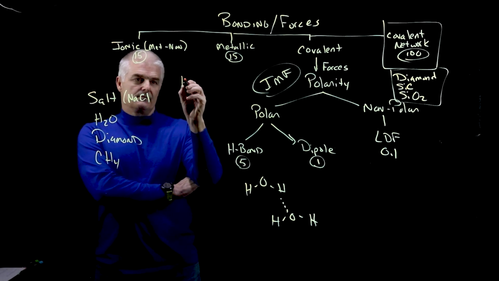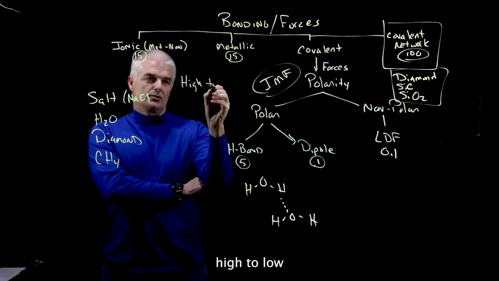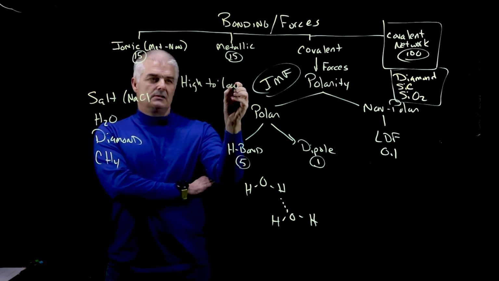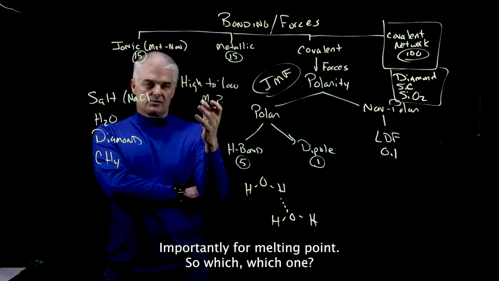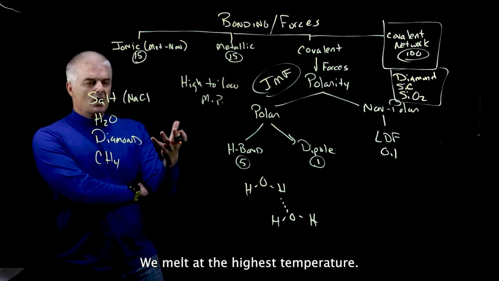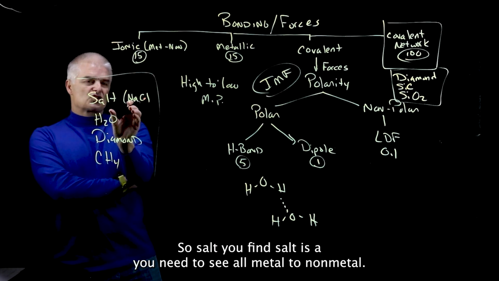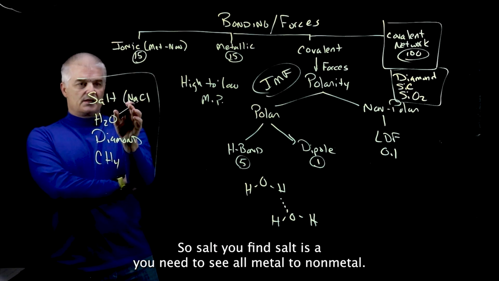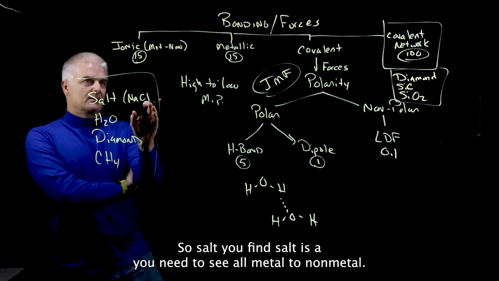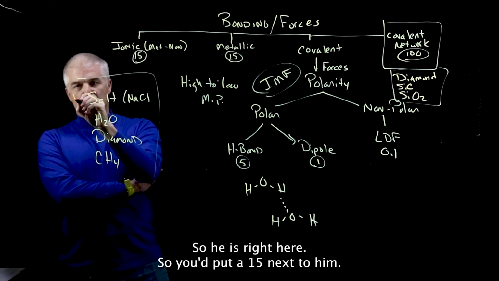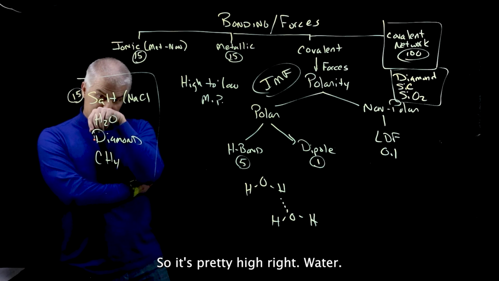So, high to low melting point, MP standing for melting point. Which one would melt at the highest temperature? What you have to do is figure out where on this table they fit. So salt, you find salt is Na to Cl, metal to nonmetal. So it's right here, and you'd put a 15 next to it. So it's pretty high, right?